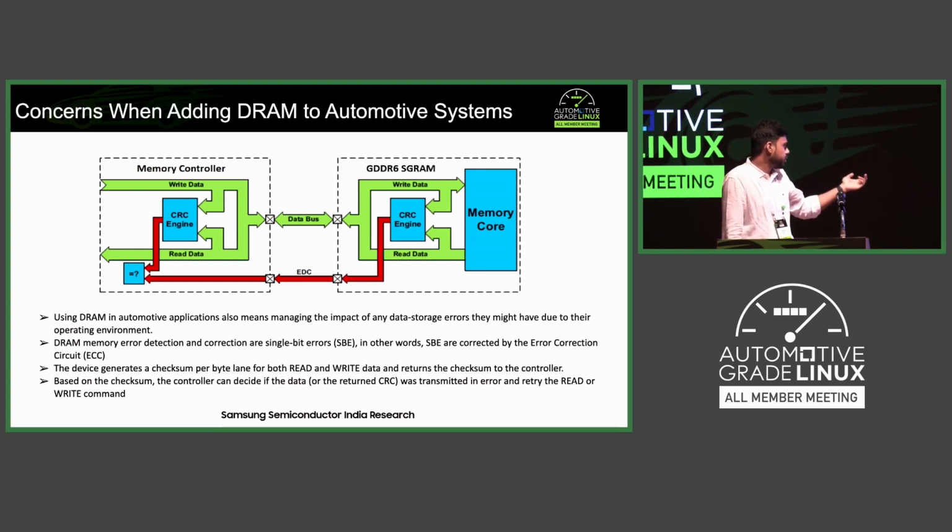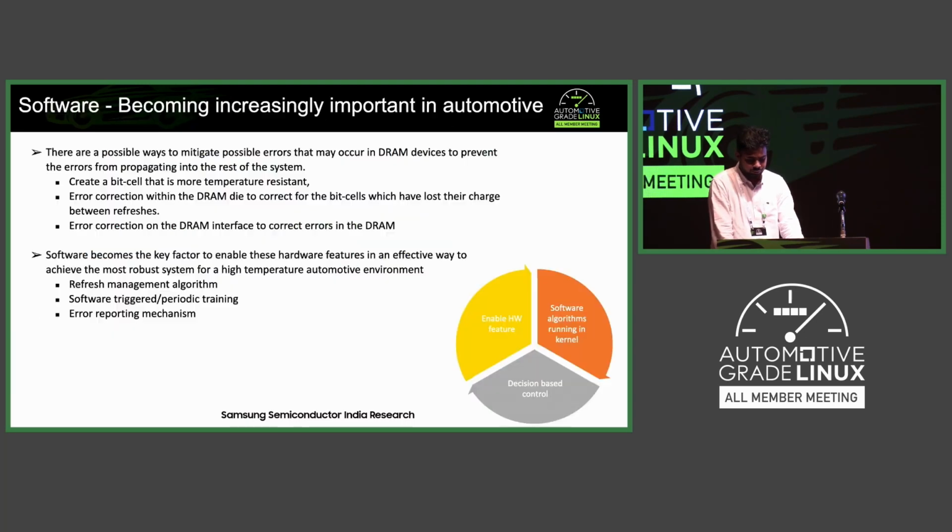Also we have something called CRC, cyclic redundancy check, where while performing the write, we generate some checksums which the DRAM controller compares to determine whether it's a mismatch or the data is correct. But these things are there in hardware, which is not efficiently used from the software side. It's just a functionality available in the controller, but the automotive environment is so complex that they sometimes don't get that much time to handle these things.